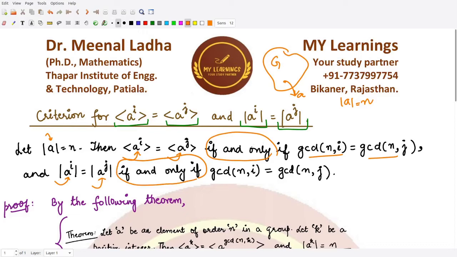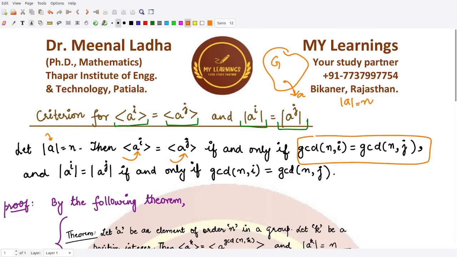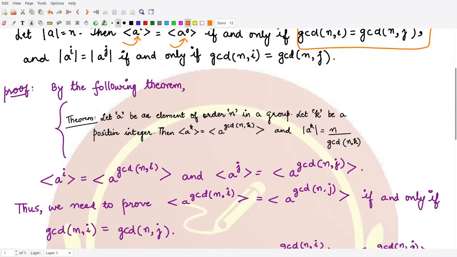For the first result we wanted to show that if the subgroup generated by a to the power i is equal to the subgroup generated by a to the power j, then these two GCDs are equal to each other. Now according to the theorem that we have already studied, we know the subgroup generated by a to the power k could be written as the subgroup generated by a raised to the power GCD of n with k, where n is the order of the element a.